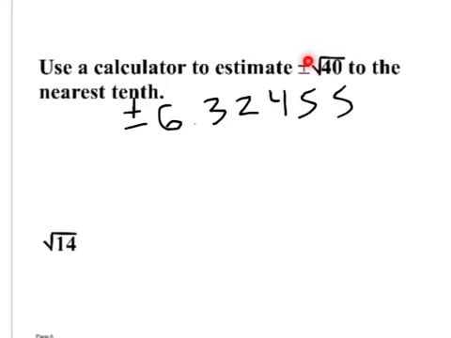Now it said nearest tenth. Where's the nearest tenth decimal place? The 3, right? The first number behind the decimal is the tenths place. Does this round up or does it stay at 3? So the answer is plus or minus 6.3.